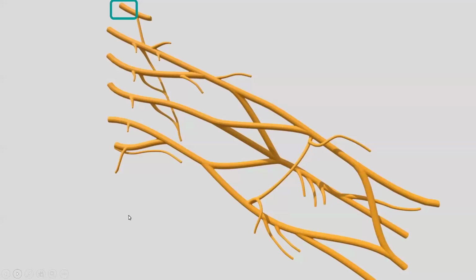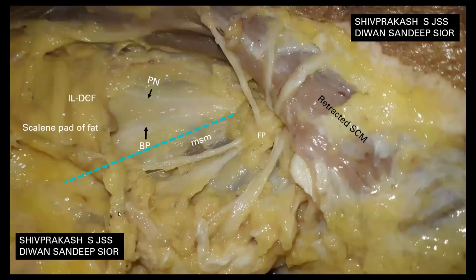So we start with the superficial cervical plexus, which usually originates from the C4, and this usually gives rise to the... Are you able to see this slide? Yes, sir. Yes, very well, Sandeep. Very well. Okay, fine. Thank you so much.